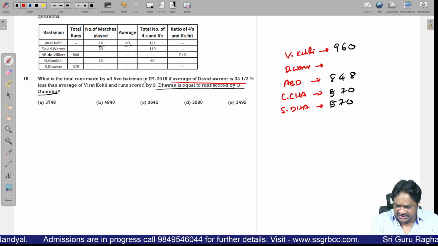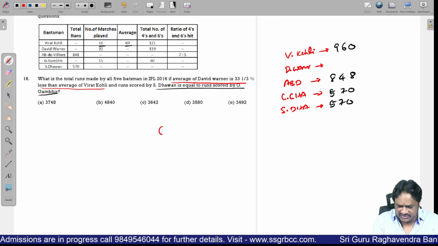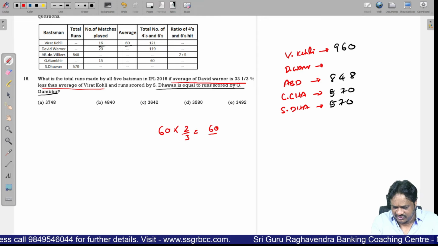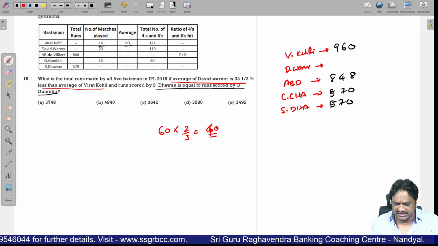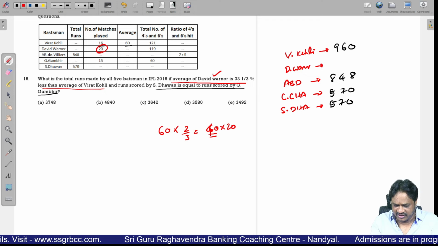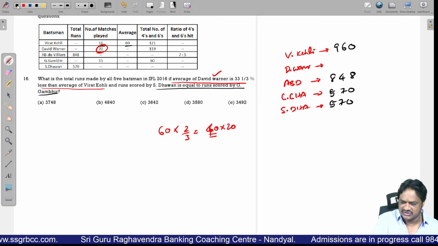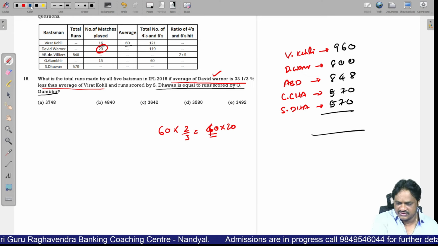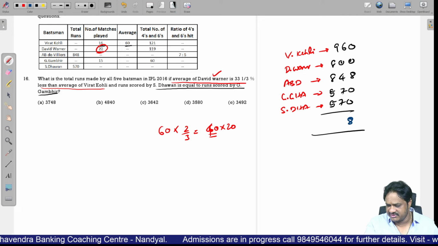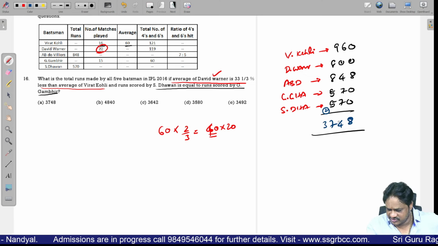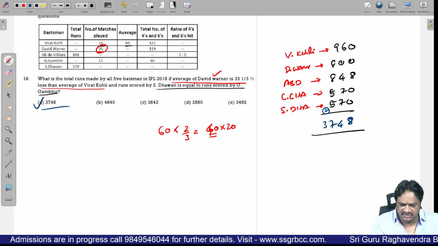If you come to David Warner, the average is 33 1 by 3 percent less than Virat Kohli's average. What is Virat Kohli's average? 60. 33 1 by 3 percent less means 2 by 3. That will give 40. 40 is the average of David Warner. David Warner is playing 20 matches. So 40 into 20 is equal to 800. How many runs? 800. If you do the total, so that is 8, 7 plus 7, 14, 18, 24, 2 plus 5, 7, 12, 20, 28, 37. It is 3,748 runs. Option 1.